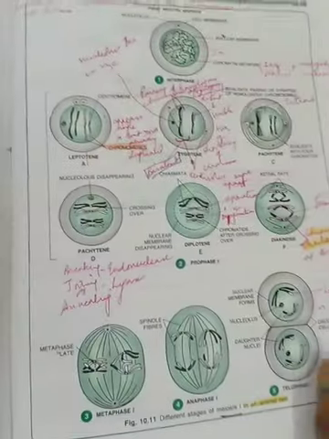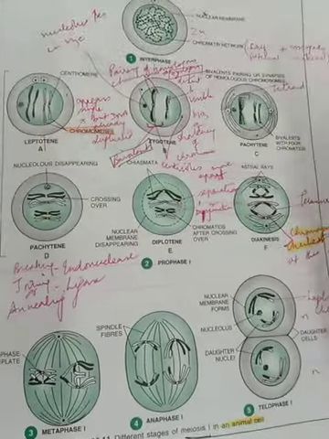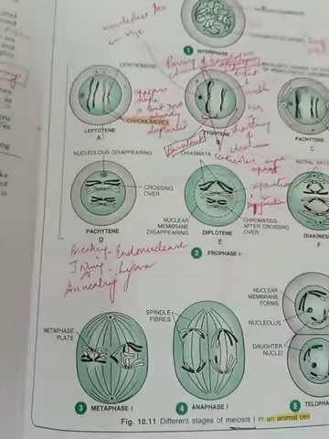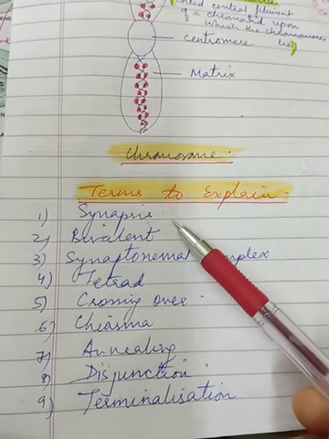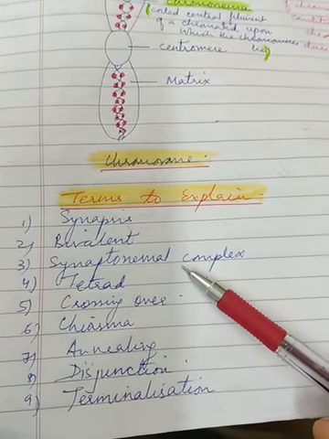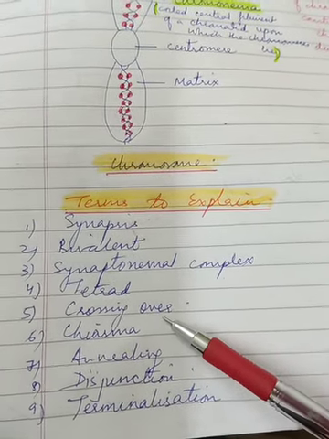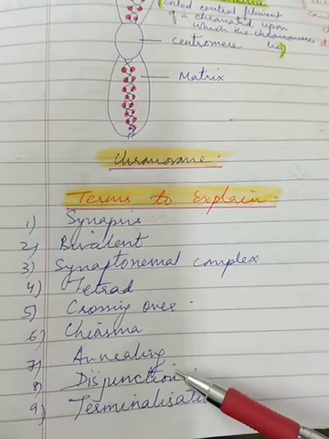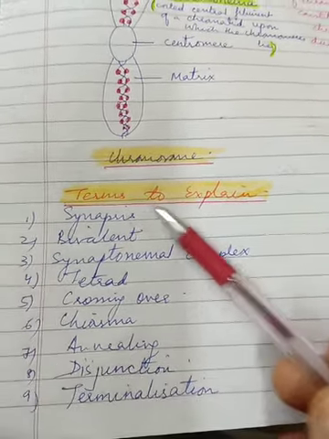In the beginning, yes, children, you may feel a little unclear with the topics. But if you study under these heads that I have noted for you, there are 9 terms to understand. What is synapsis? That is pairing. What is a bivalent? What is the synaptonemal complex? Tetrad, crossing over, chiasma, annealing, disjunction, and terminalization. All these 9 terms we have discussed today.